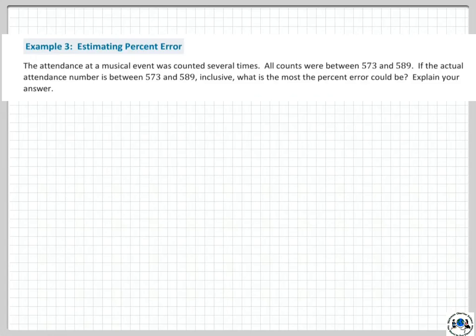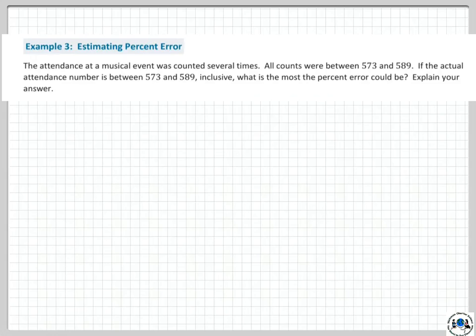Yes, anyway, here we go. So this example 3 is estimating percent error. The idea here is for you to see that sometimes percent error can only be estimated, not necessarily calculated. Sometimes the exact value is not known, but is known to lie in an interval, between two numbers.